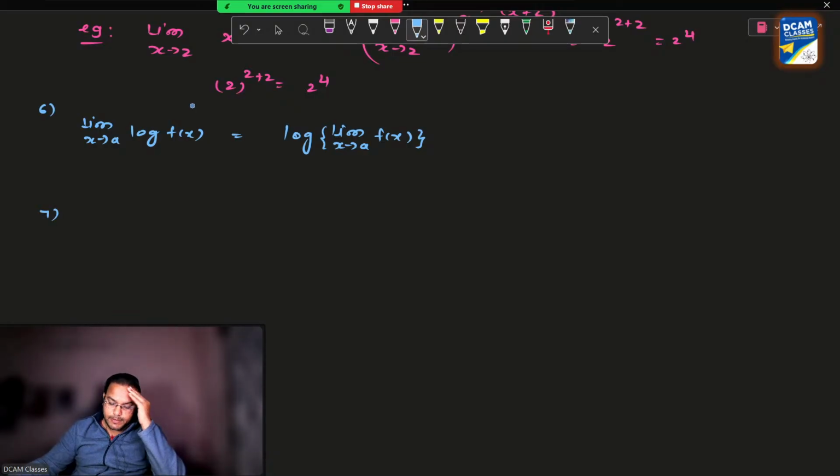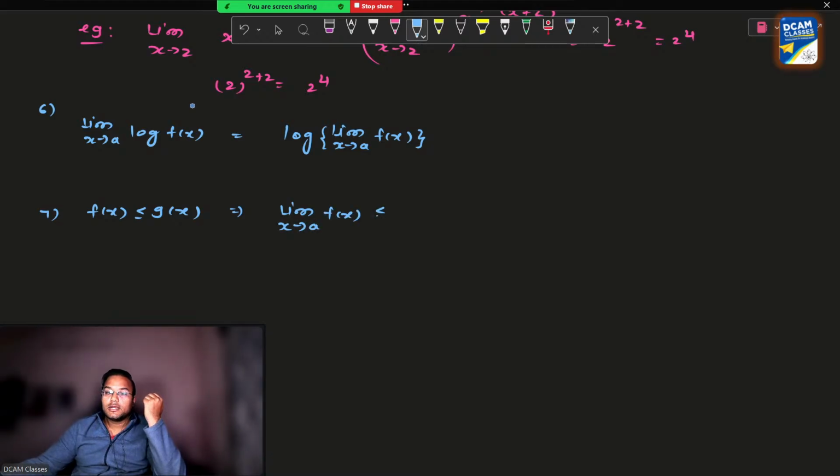We need to give an example now, easy. Yes, sir. One more thing is f of x is less than or equal to g of x. In that case, when you are applying the limit to each, you can just write limit as x tends to a of f of x is less than or equal to g of x, less than or equal to limit as x tends to a of g of x.